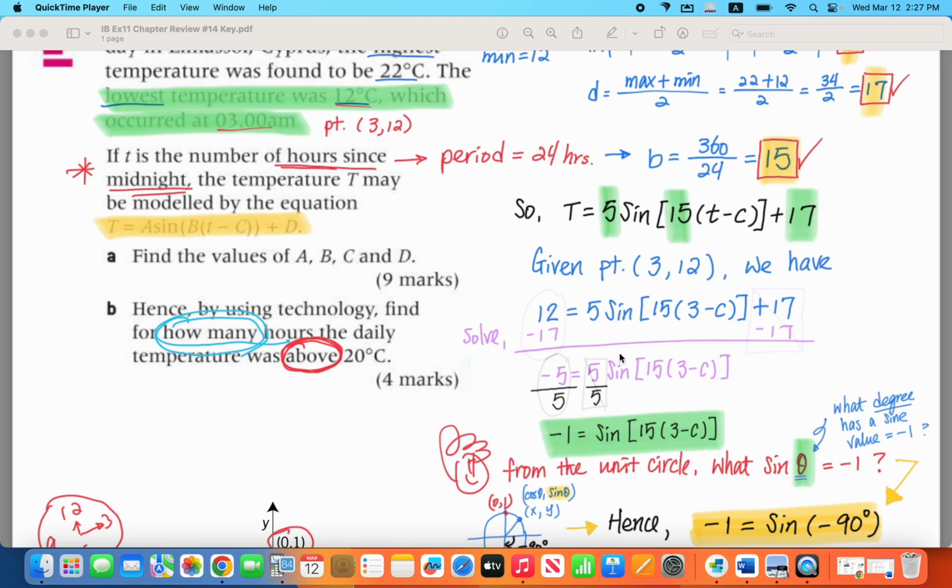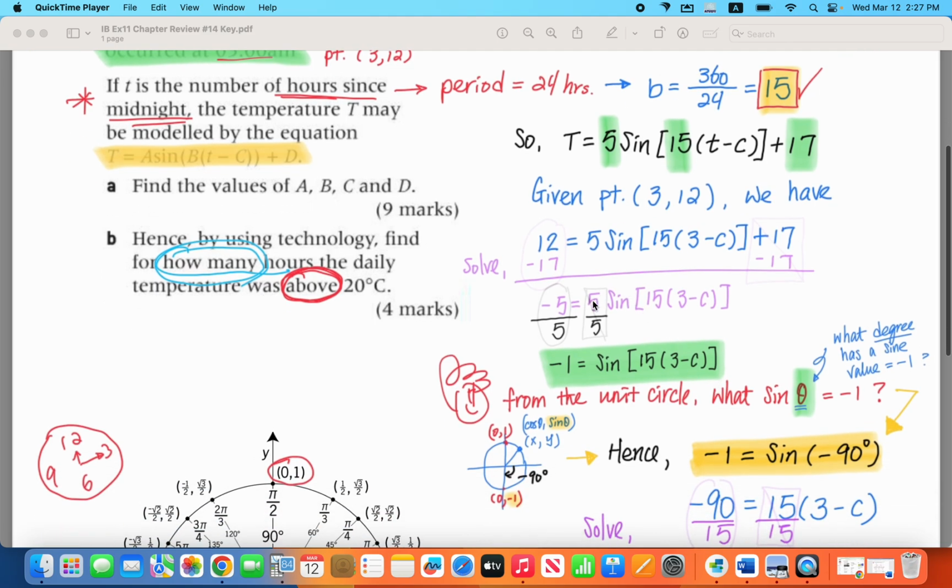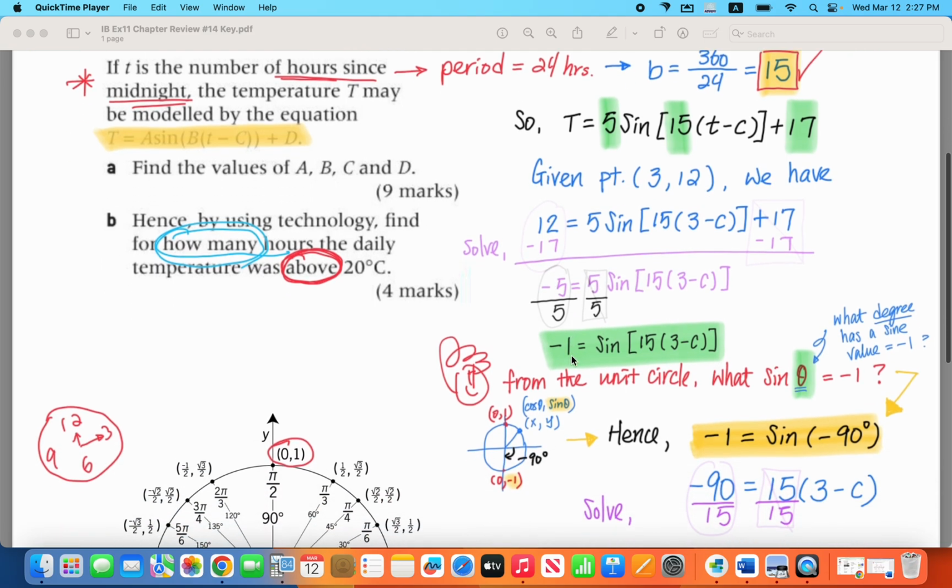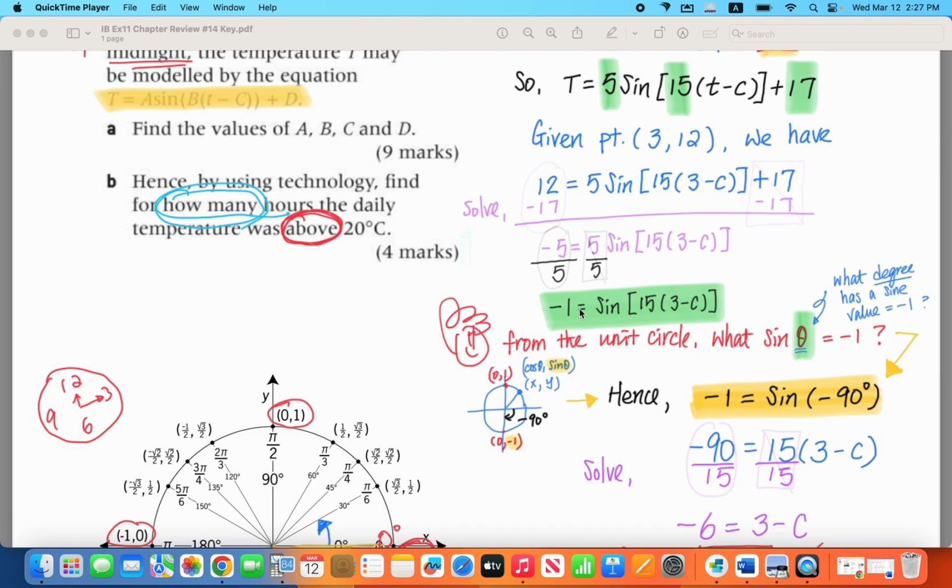Now housekeeping: both sides minus 17, I get negative 5 equals 5 sine of that. Both sides divided by 5 gives me negative 1, which is equal to sine of 15 times (3 minus C). That's good. Now we still need to figure out the C.